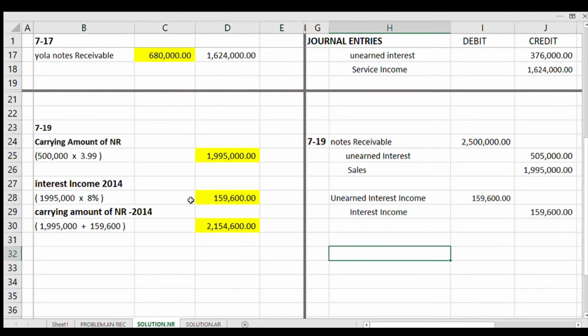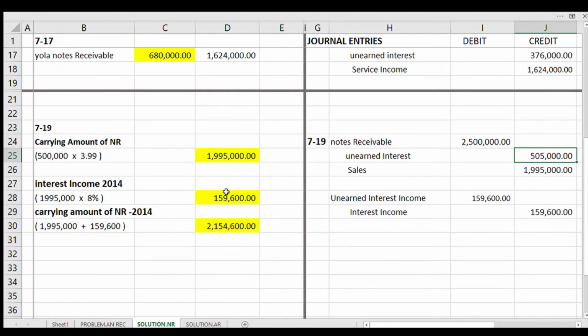The note receivable will be valued at 2,500,000. That is 5 times 500,000. Again, we will reflect the sale at 1,995,000, as the present value of the sale. So the difference is 505,000 unearned interest.